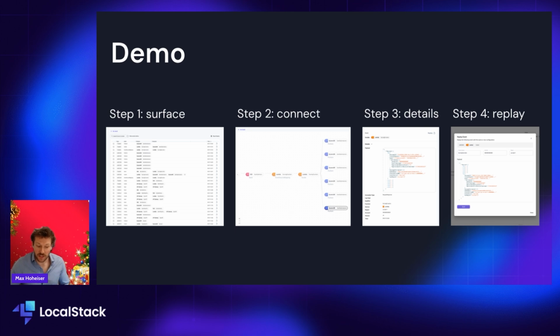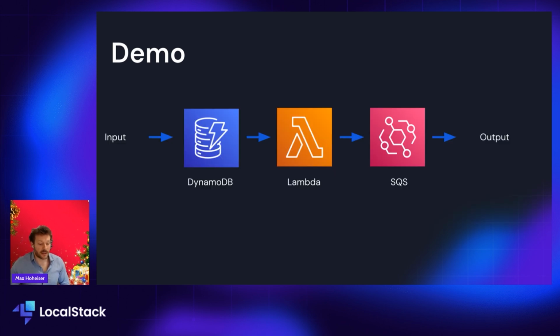First, we surface it via a list where you have all the events. Then we connect it via a graph. In this graph, you can also see the details for any particular data you're interested in, and then you can replay it. I will afterwards talk a bit about the future outlook and how we want to change that. But now let's go into the demo. I set up the same sample app as we had in the beginning. We have a DynamoDB table, connected to a Lambda via event source mapping via DynamoDB streams, and this then just writes into an SQS queue.